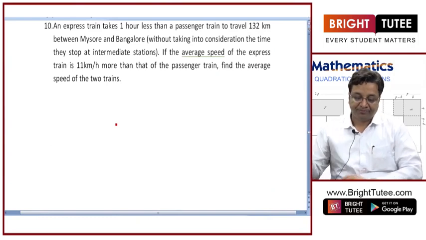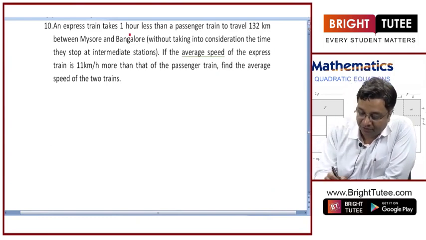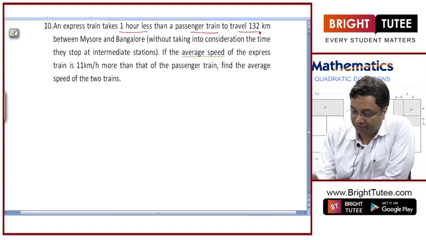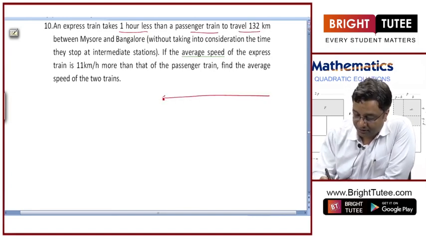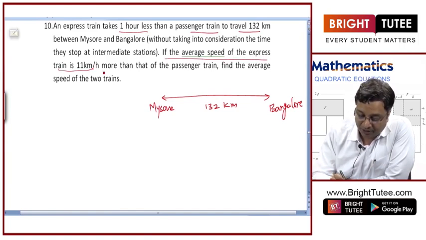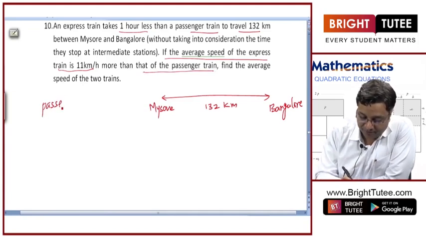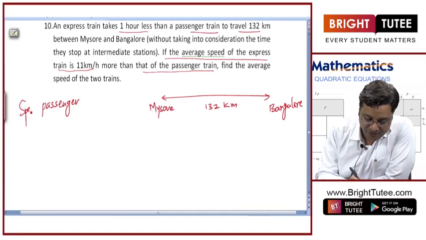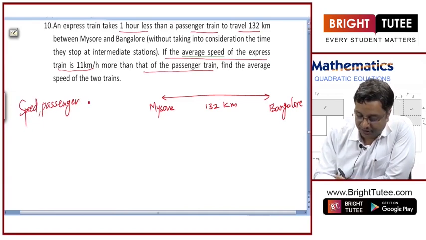Okay, let's look at this question. An express train takes 1 hour less than a passenger train to travel 132 km. The trains have to travel 132 km between two stations, Mysore and Bangalore. If the average speed of the express train is 11 km per hour more than the passenger train, right? Let's say the speed of the passenger train is equal to x km per hour.